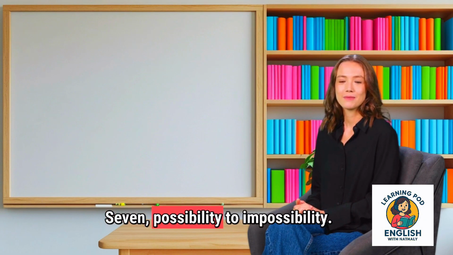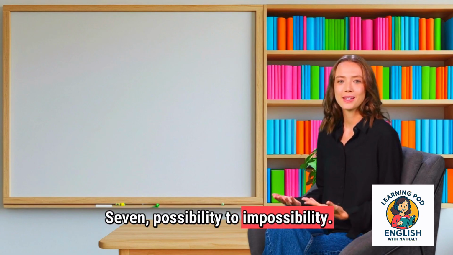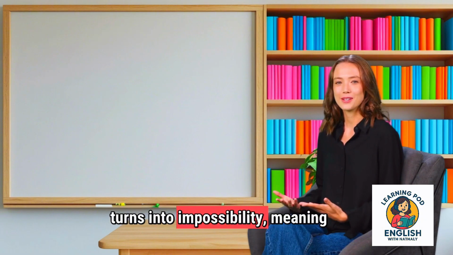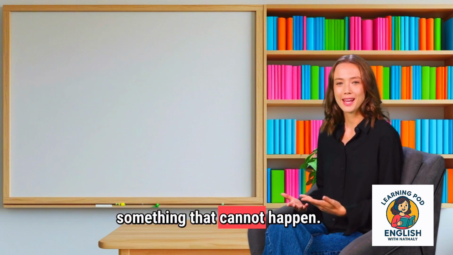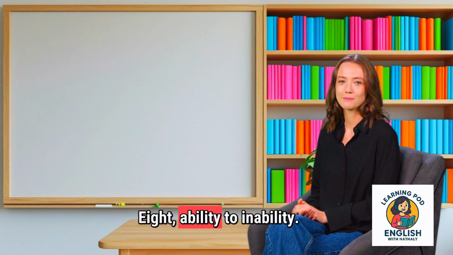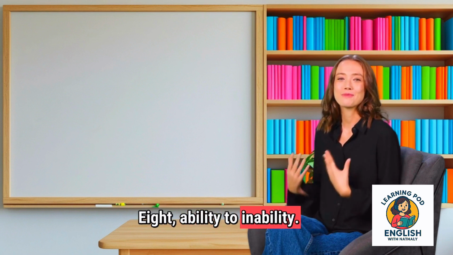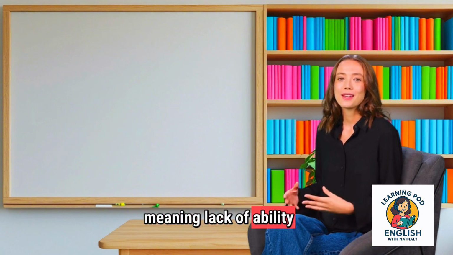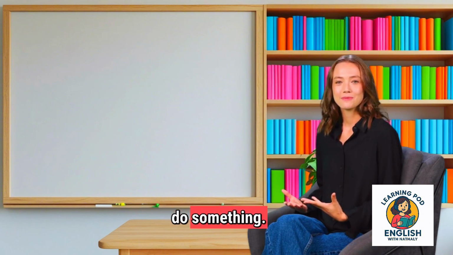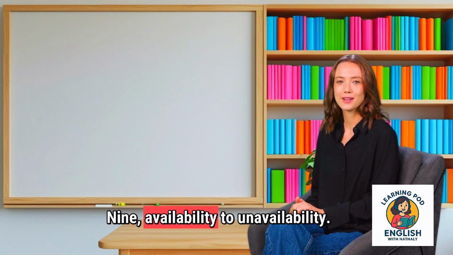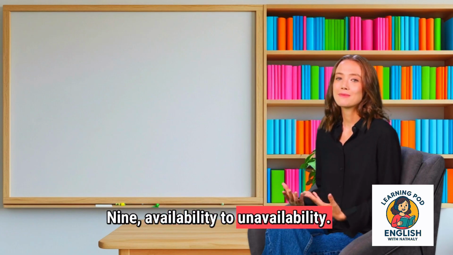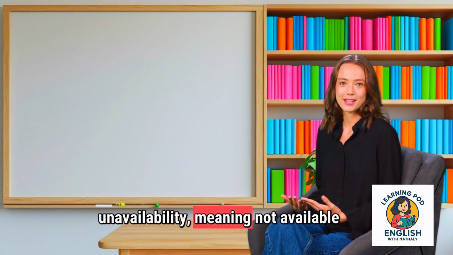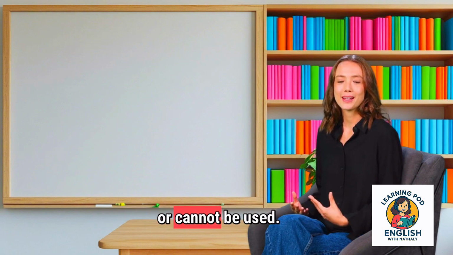7. Possibility to impossibility. By adding im, possibility turns into impossibility, meaning something that cannot happen. 8. Ability to inability. Adding in creates inability, meaning lack of ability or not able to do something. 9. Availability to unavailability. With un, availability becomes unavailability, meaning not available or cannot be used.